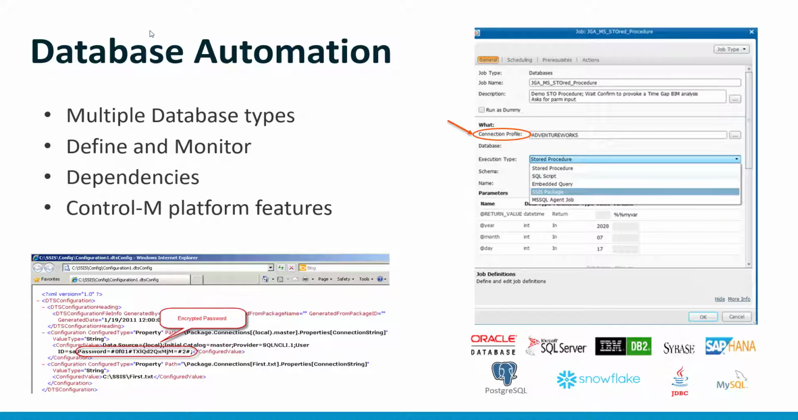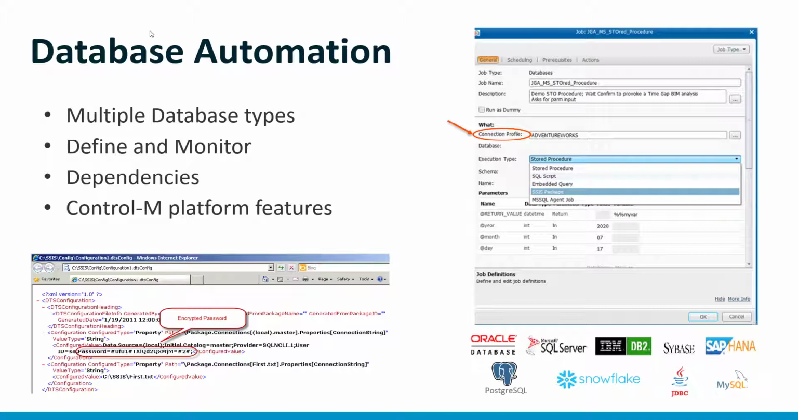Control-M for databases enables you to connect to multiple database types, including cloud databases and Snowflake, from a single computer with a secure login, which eliminates the need to provide separate authentication. You can define and monitor stored procedures, SQL scripts, SSIS packages, and also embed database queries directly into the Control-M job. You can integrate database jobs with other Control-M job types in a single environment.